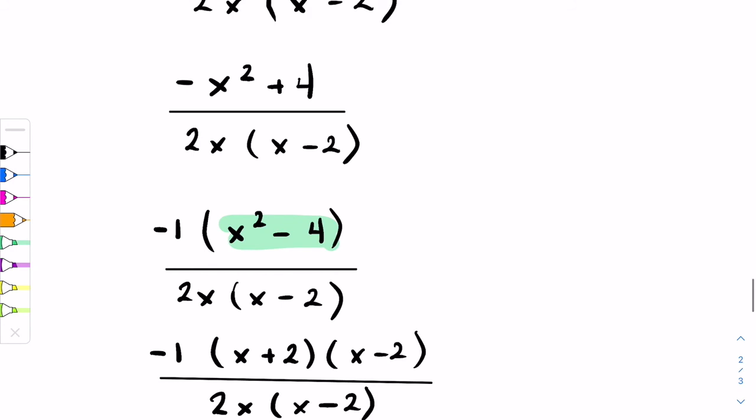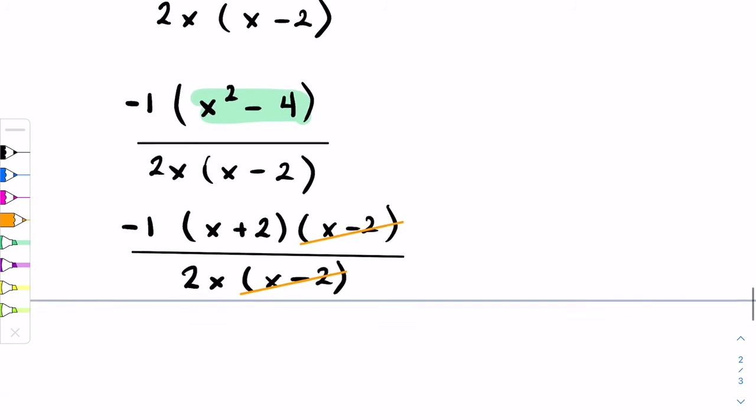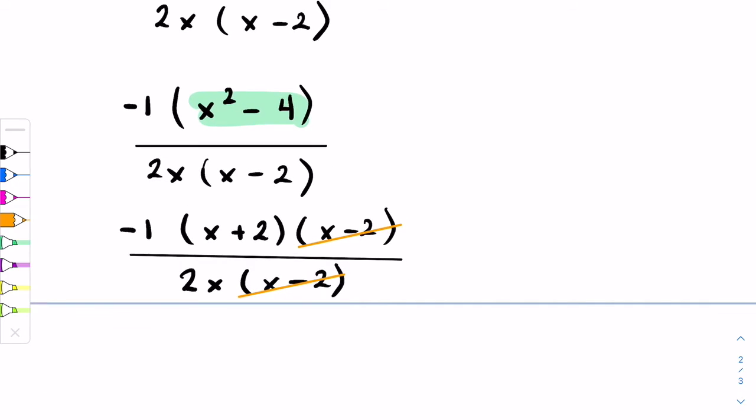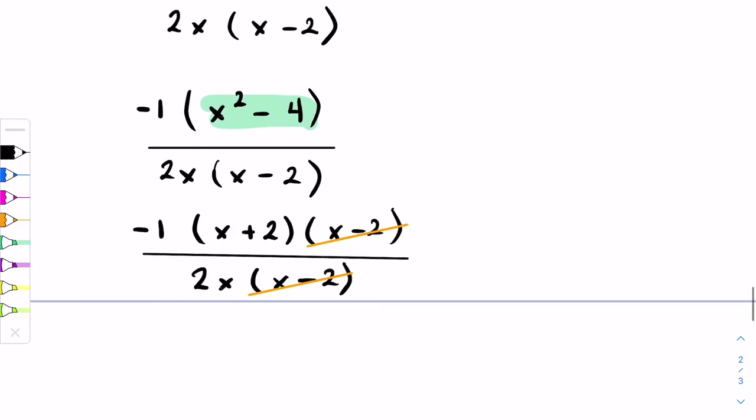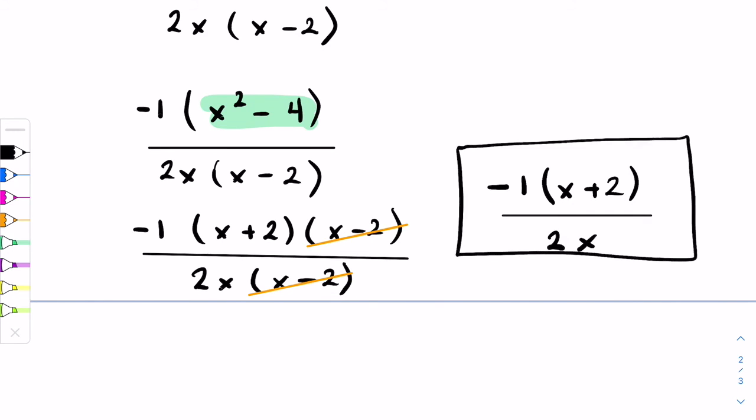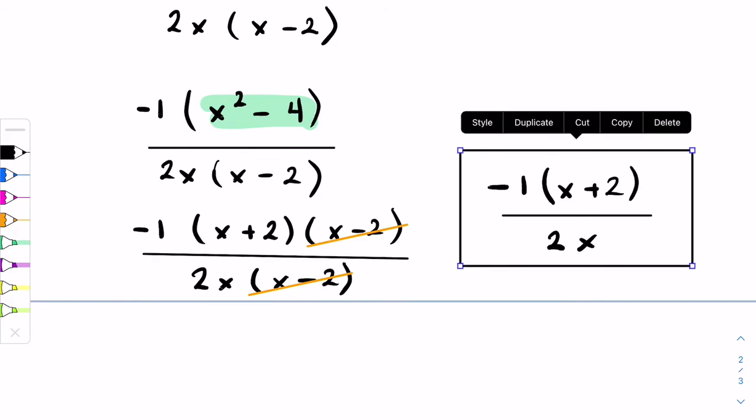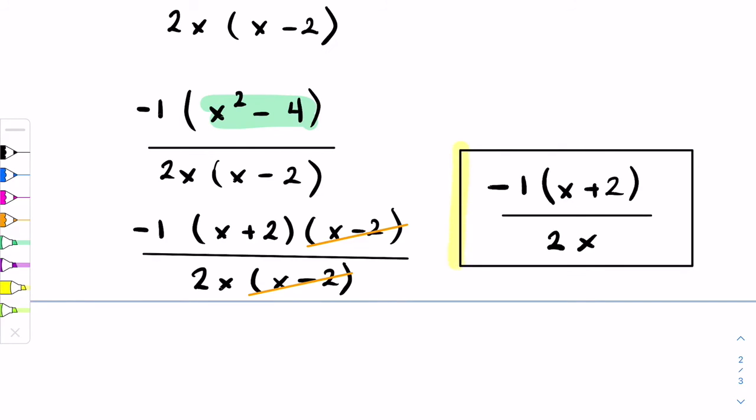We have one common factor here. We can eliminate x minus 2. By eliminating x minus 2, our final answer is negative 1 times x plus 2 divided by 2x. And I encourage you to leave it in factored form like we talked about yesterday. This here is your final answer.